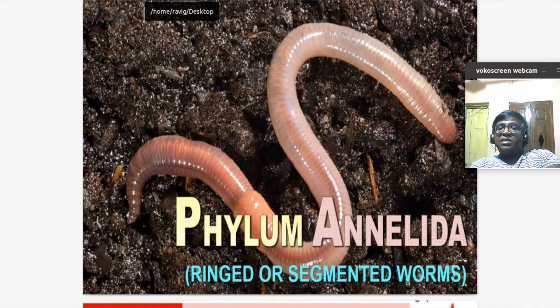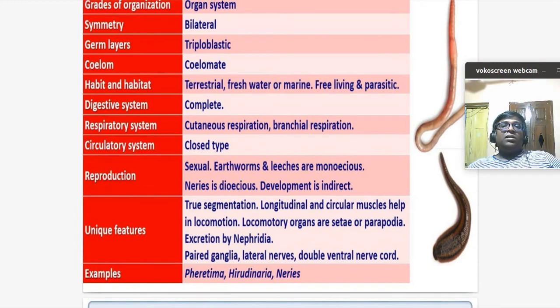For the first time in phylum Annelida, you can notice that they have a true coelom, that is, the coelom is lined by a mesodermal layer. You can notice this grade of organization in the earthworm and leech. So they have organ system. They exhibit bilateral symmetry. They are triploblastic organisms. For the first time, phylum Annelida exhibits that they are coelomate, that is, the body cavity is lined by the mesodermal layer.